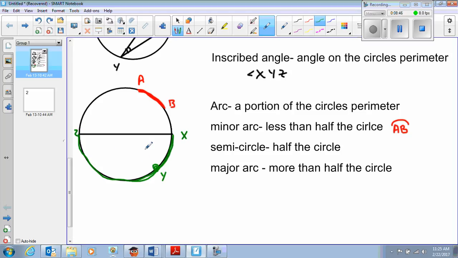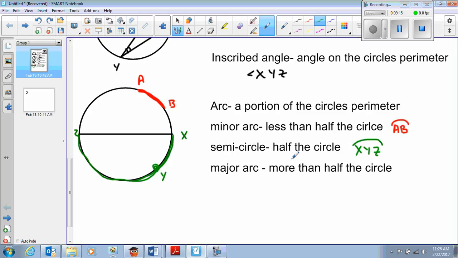Now, I have to name it with 3 letters because if I just said XZ, I could be talking about this part, or I could be talking about this part. So we name it with 3 letters. If I say XYZ, now I know I have to be talking about this section of the circle. So that would be semicircle XYZ, or you could even call it ZYX, and it's still going to get an arc symbol there. But that's a special kind of arc. It's a semicircle, half the circle.